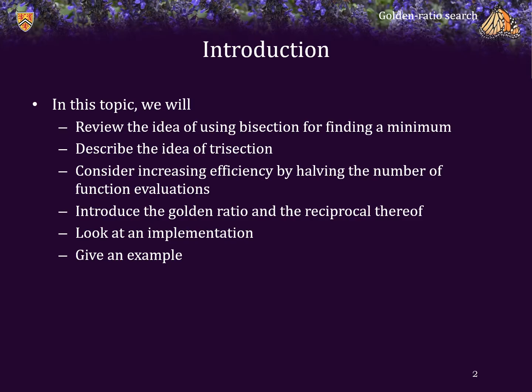So in this topic, we will review the idea of using bisection for finding a minima. We will then describe the idea of using trisection. We will then consider increasing efficiency by halving the number of function evaluations. Consequently, this will introduce the golden ratio and the reciprocal thereof. We will look at an implementation of this algorithm and give an example application.